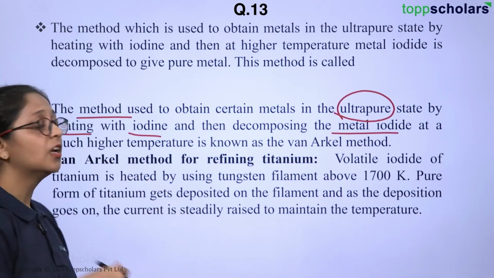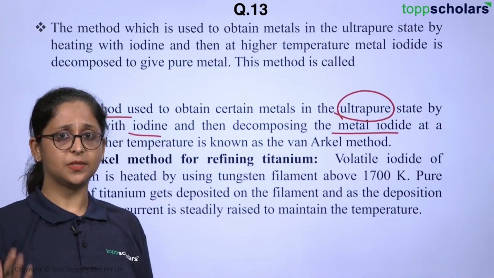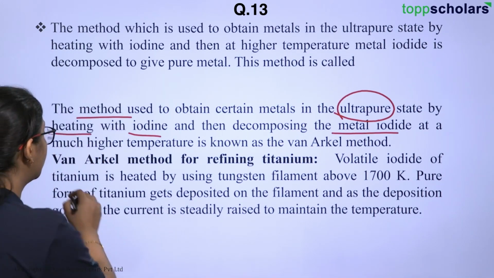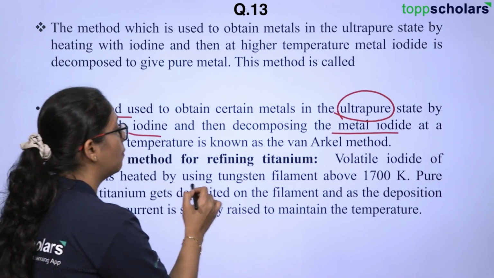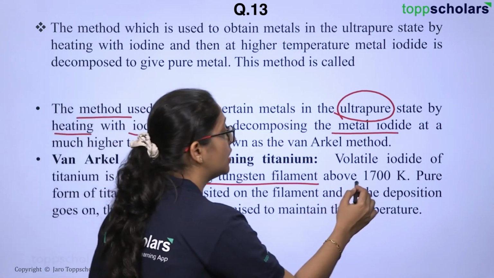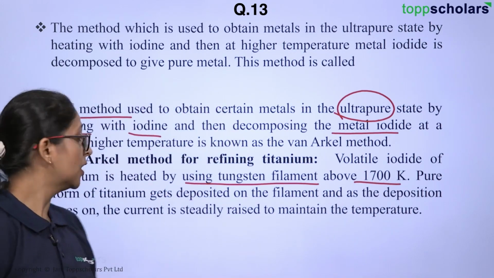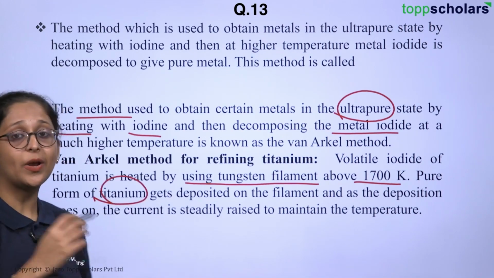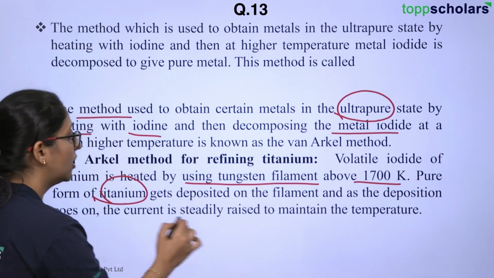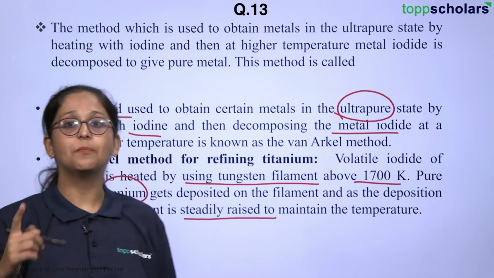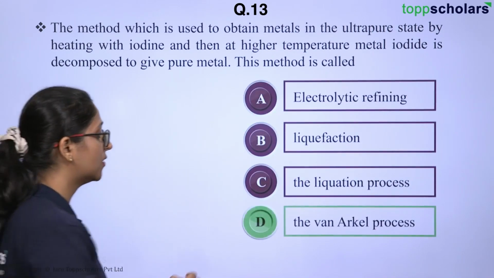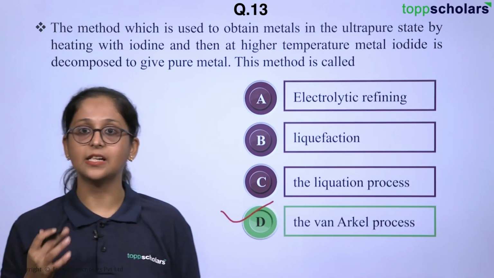So in the Van Arkel method, let's say we are using it for refining titanium. A volatile iodide of titanium is used and it is heated with the help of a tungsten filament. And as we already know, we are using really high temperature, so it is heated at a temperature above 1700 K. So pure titanium is going to get deposited onto the filament, and as the deposition goes on, the current is steadily raised to maintain that high temperature for constant deposition. Okay, so here the correct answer will be option D, that is the Van Arkel's process.